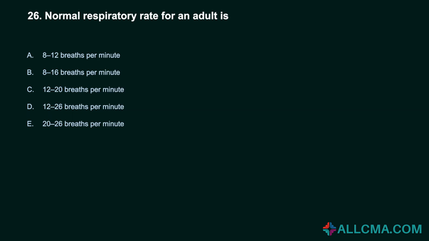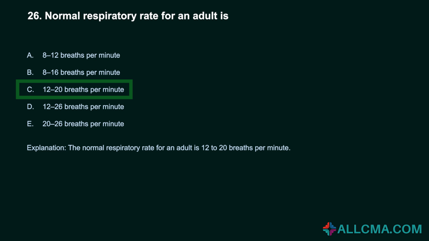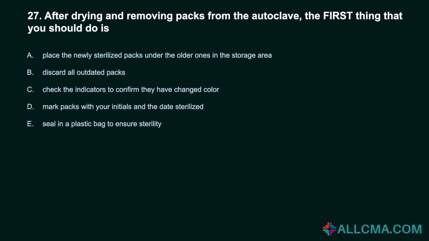26. Normal respiratory rate for an adult is: A. 8 to 12 breaths per minute. B. 8 to 16 breaths per minute. C. 12 to 20 breaths per minute. D. 12 to 26 breaths per minute. E. 20 to 26 breaths per minute. Correct answer, C. 12 to 20 breaths per minute. The normal respiratory rate for an adult is 12 to 20 breaths per minute.